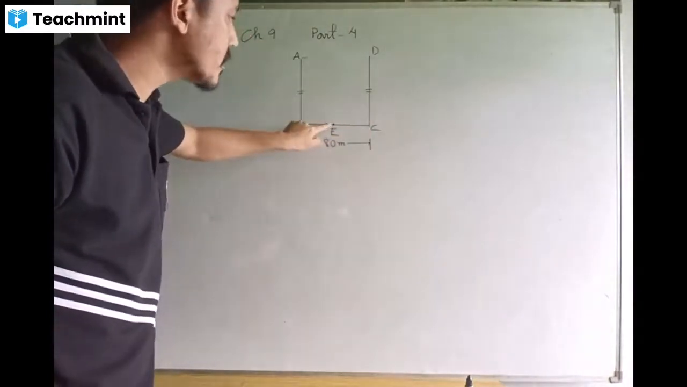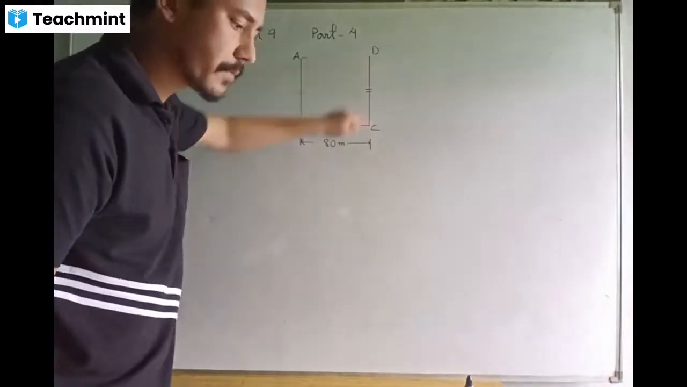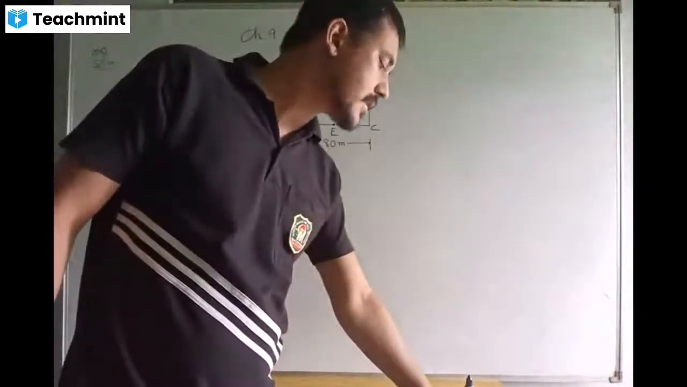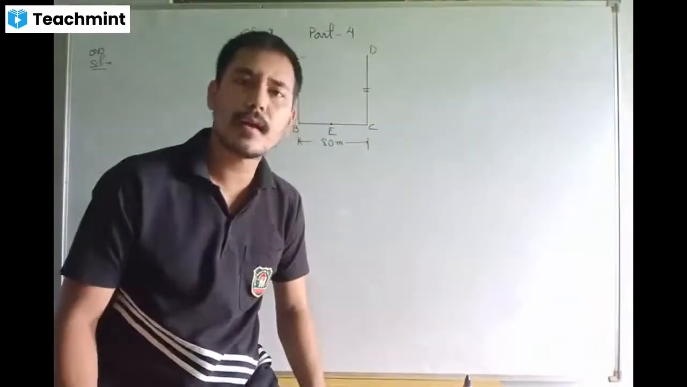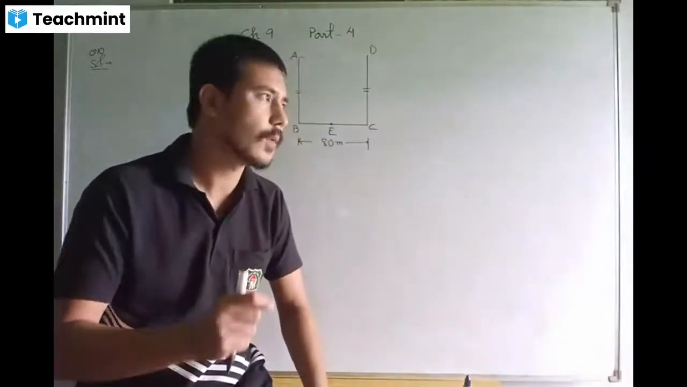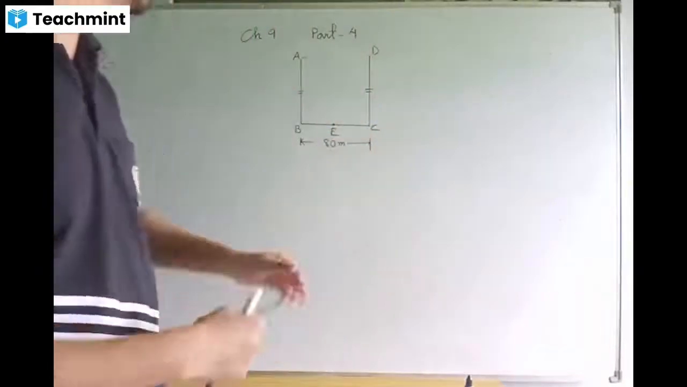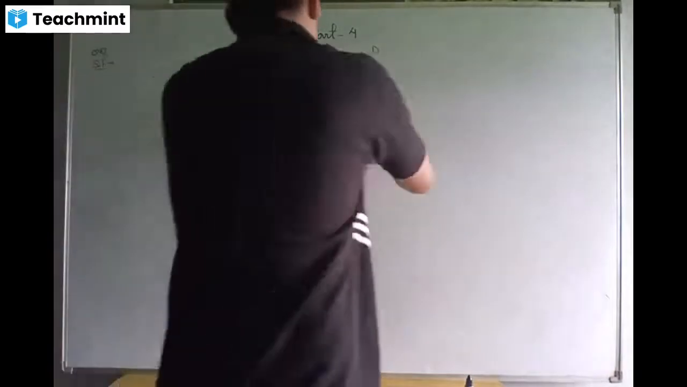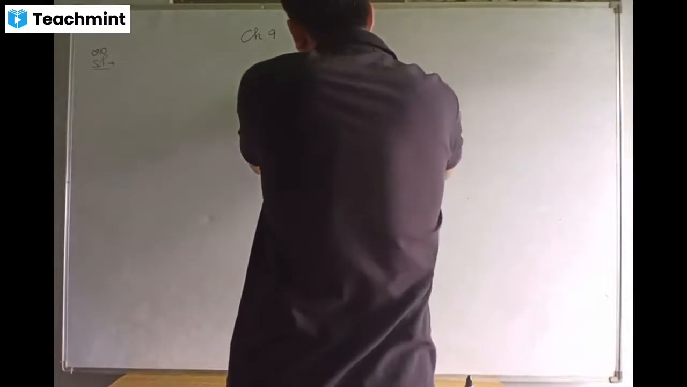From this point, you are looking up at the top of the two poles. In that case, the angles of elevation are given to be 60 degree and 30 degree. Angle of elevation means what? Angle formed between the horizontal line and the line of sight, when the observer is looking up. So from this point E, you are looking up at the top of the first pole.